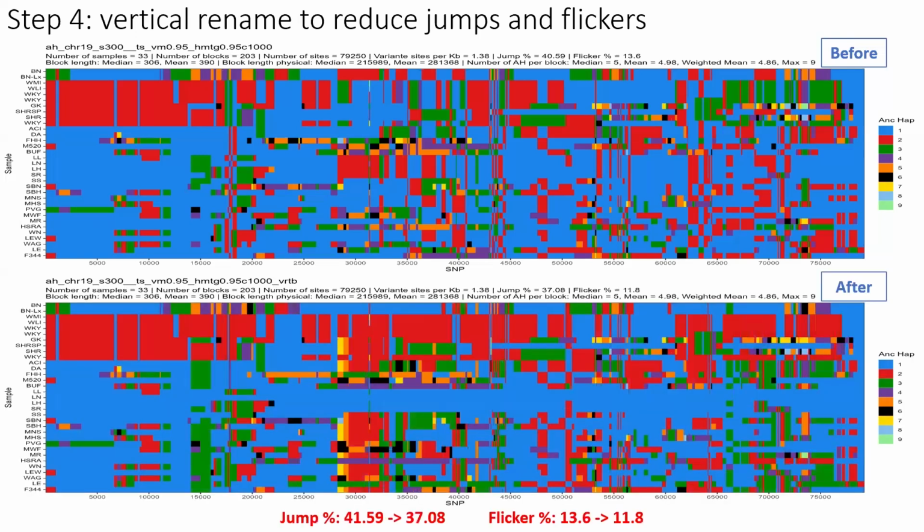So without going into too much detail, this is what we have before and after this method, one of the algorithms we've applied. And we can see the total number of jumps reduced by 4 absolute percentage and the flicker reduced by 2%.